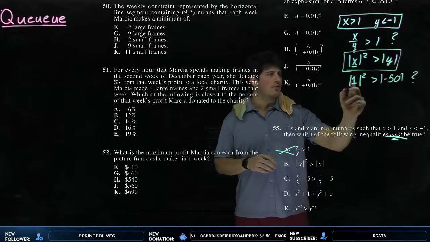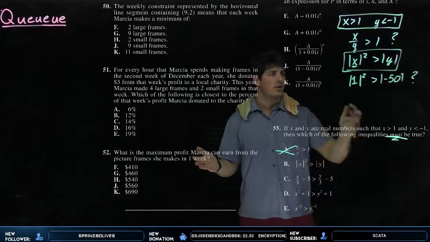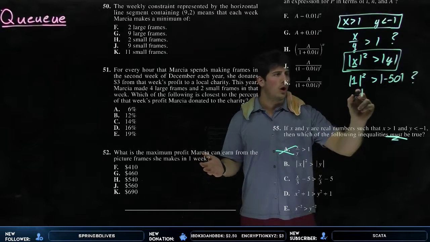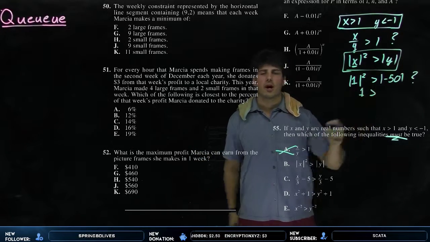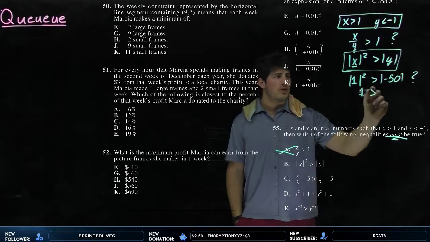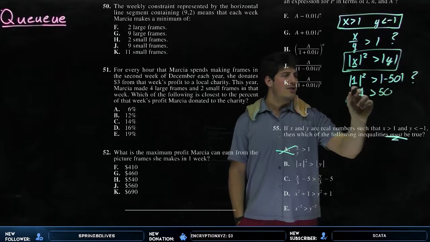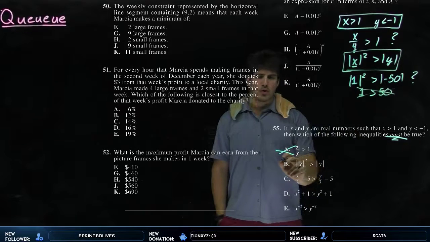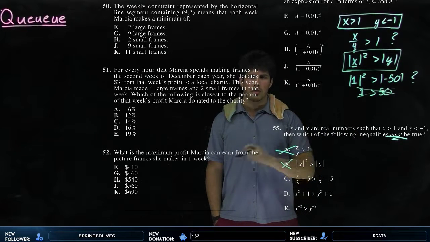Well, I just solve. So the absolute value of 1 is 1, and 1 squared is 1. So I get 1 is greater than the absolute value of 50. The absolute value of -50 is +50. That is not true. So I've proven that B is also incorrect.